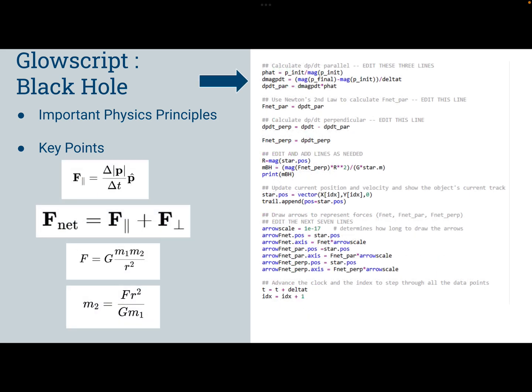And then we use these and other formulas for F net parallel, and then F net equals F net parallel plus F net perpendicular, and then the gravitational force equation. First, we use the formula to calculate F net parallel, and then we find F net perpendicular with F net minus F net parallel, and then we rearrange the gravitational force equation to find the mass of the black hole, and we use F net in replacement of the gravitational force because that is the only force acting in that direction. And then this code makes the arrows that you saw before.